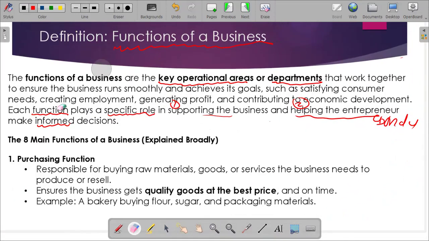Remember, we're only doing 8 main functions of the business, right?